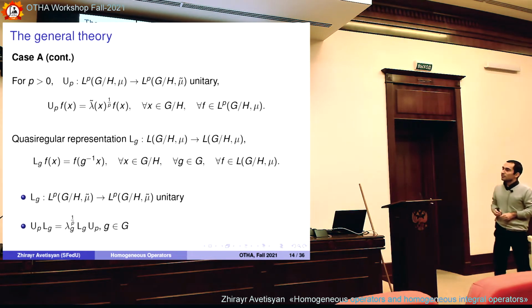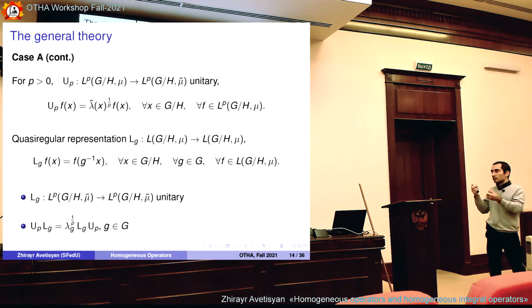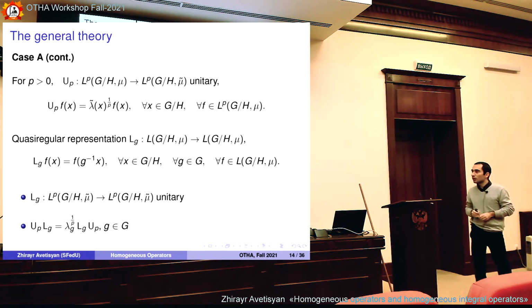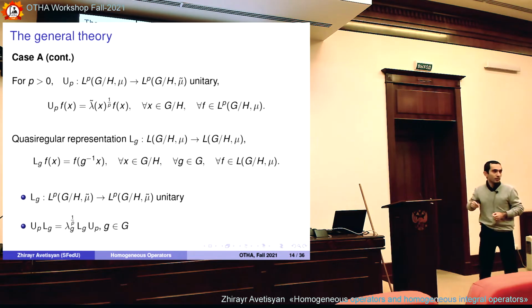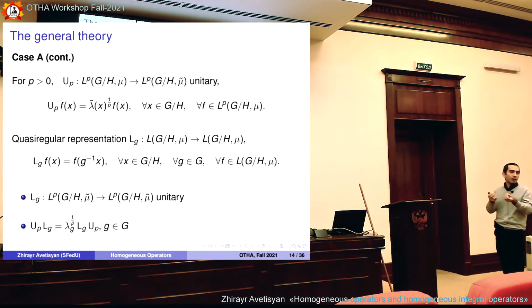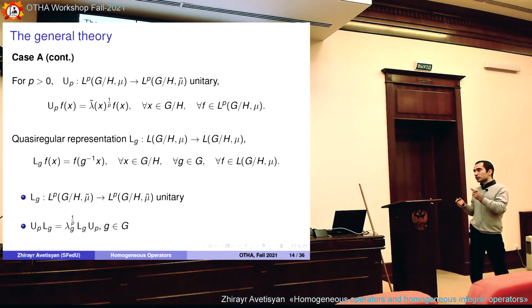So because the measure mu tilde is invariant, these operators L_g turn out to be unitary on every L^p with the measure mu tilde. Moreover, the last line, there is the simple intertwining property between the U_p and L_g, and this allows you to relate the L_g's action in the original mu measure space with its action in the new mu tilde measure space.